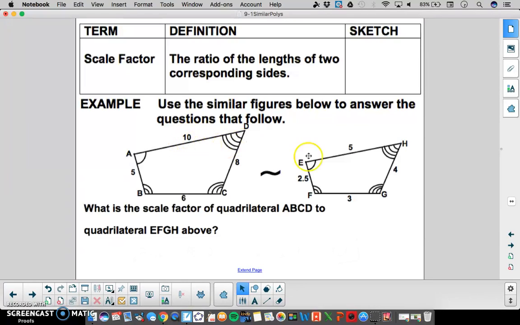So in these quadrilaterals right here, if those two are similar, which we have that symbol between them, so quadrilateral ABCD is similar to quadrilateral EFGH, what is the scale factor? All you have to do is set up a ratio and then reduce it. So from ABCD to EFGH, I see that my scale factor is 2. So 10 to 5. So I would have had to multiply this 5 by 2 to get 10.